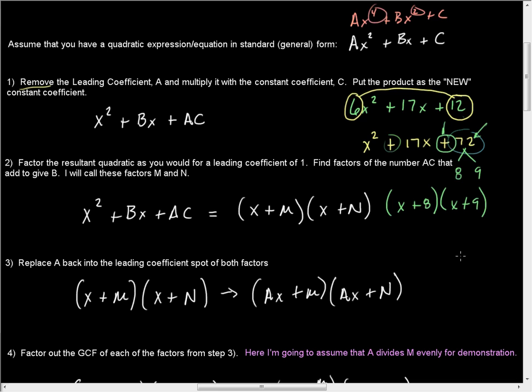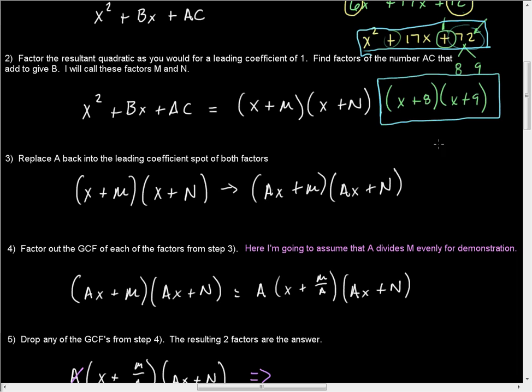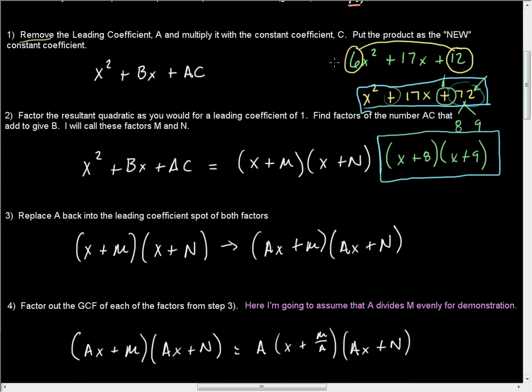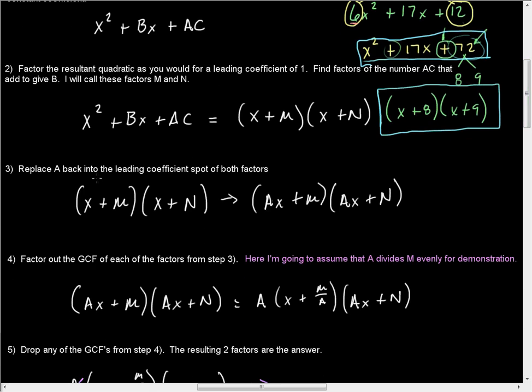So we have factored this example from step 1 into this form for step 2. Now step 3 has us rewrite our step 2, and it says replace a. Now remember, a was this magical thing out in front, and in our particular example, it was 6. So we're going to put 6 back into the leading coefficient spot, where it normally would sit, for both factors. And so this becomes 6x plus 8 times 6x plus 9.